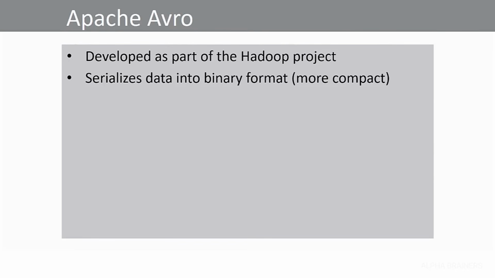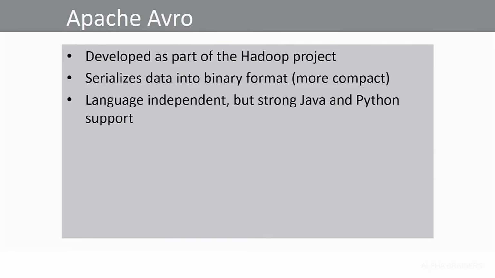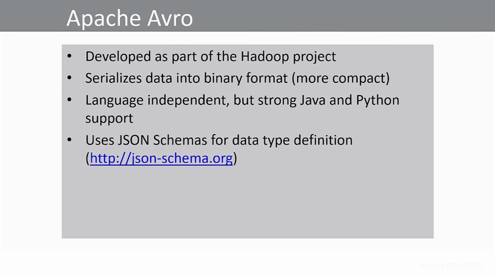So let's talk about Apache Avro to begin with. This was developed as part of the Hadoop project, and basically the idea is it serializes the data into a binary format to make the data more compact. It is language independent, but it does have a lot of support in both Java and Python and some of the other primary languages as well. One of the things it makes use of is something I'll talk about in more detail in just a few moments, and that's called JSON schemas.